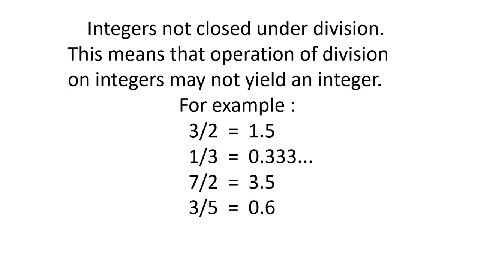But integers are not closed under division. This means that operation of division on integers may not yield an integer. Here are some examples which show us that integers are not closed under division. 3 upon 2 is equal to 1.5. Now 1.5 is not an integer. 1 upon 3 is equal to 0.3333 and it goes on. Again, this number is not an integer. 7 upon 2 is equal to 3.5. 3.5 is not an integer. 3 upon 5 is equal to 0.6. Again, 0.6 is not an integer.